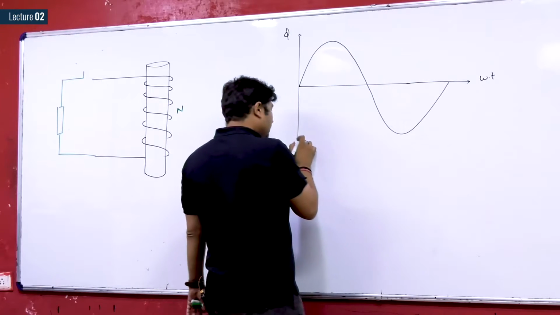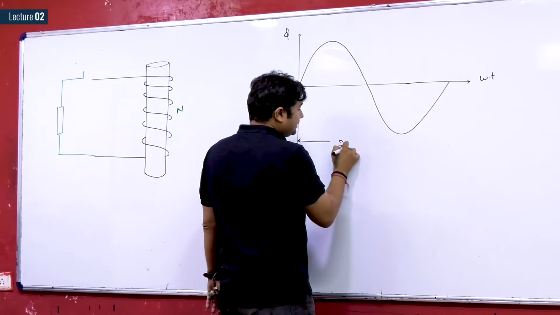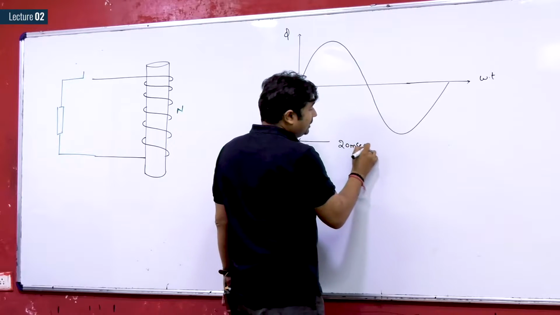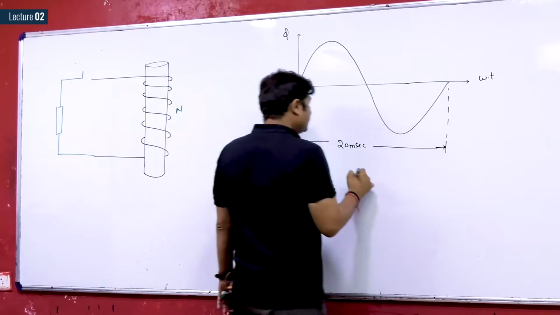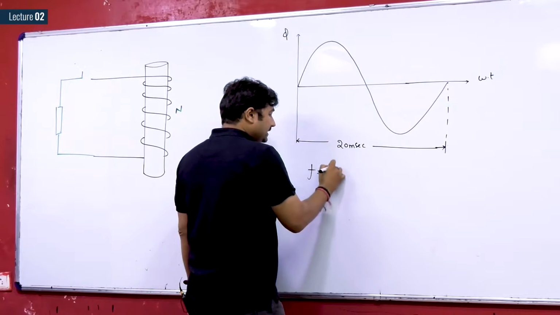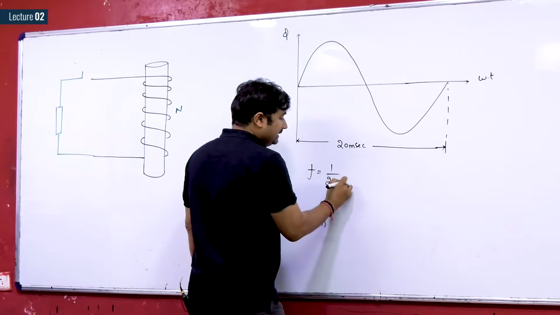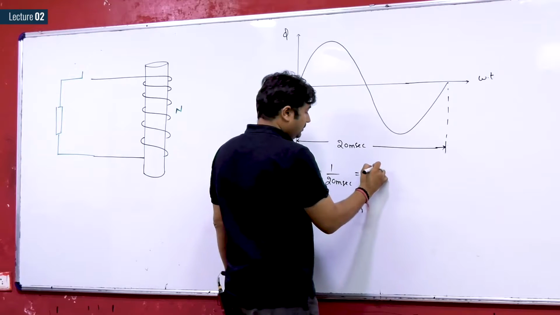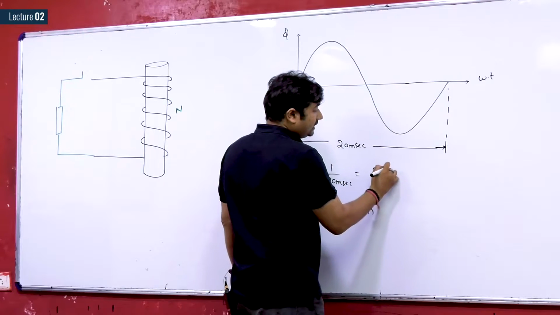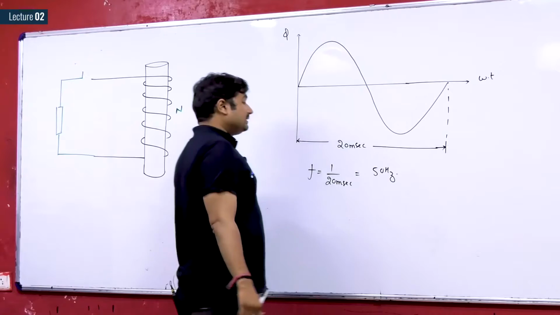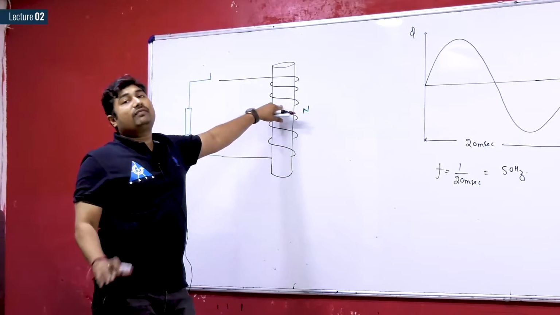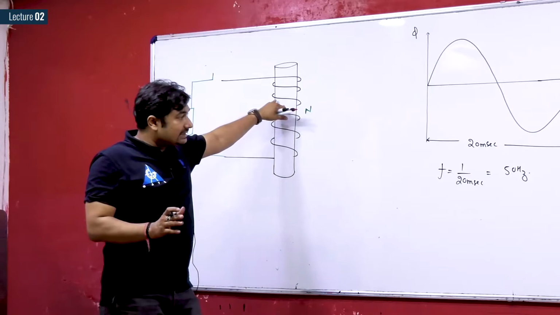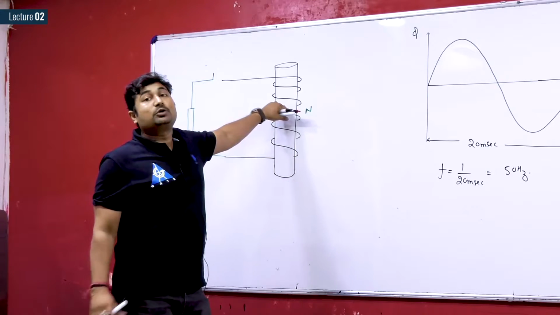Let us suppose the entire flux cycle is of 20 milliseconds. So it means that frequency is 1 by 20 milliseconds, that is you can say 50 hertz. So I am considering that this core itself has one flux and that flux is varying with respect to time.